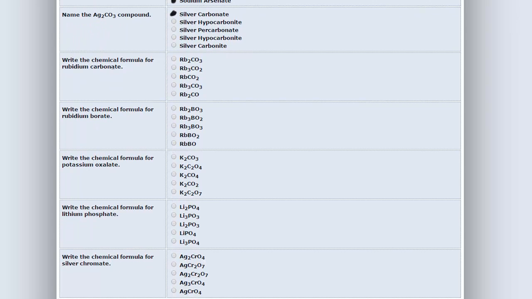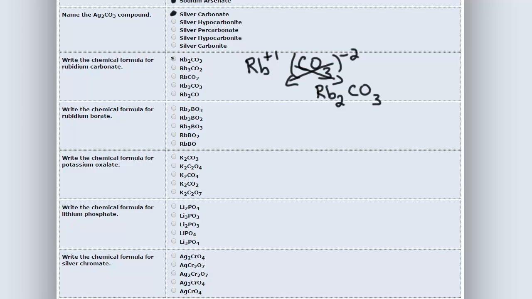All right, write the chemical formula for rubidium carbonate. Rubidium is Rb, and it's a +1 charge. Carbonate, CO3, has a -2 charge. Memorization. Crisscross game. The chemical formula for rubidium carbonate is Rb2CO3.